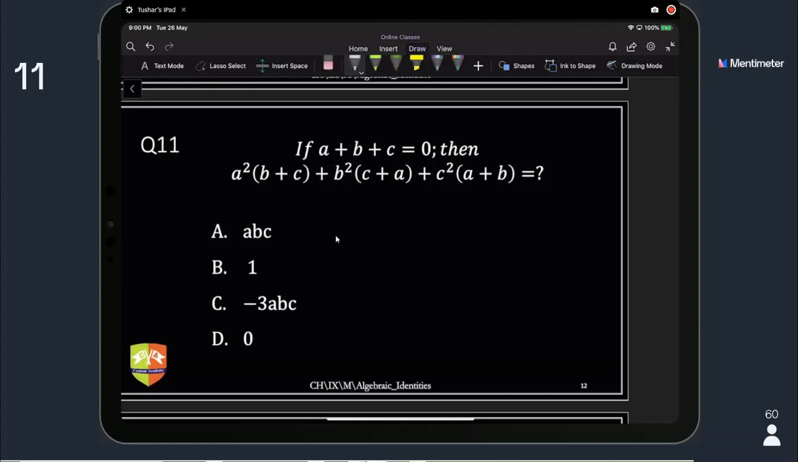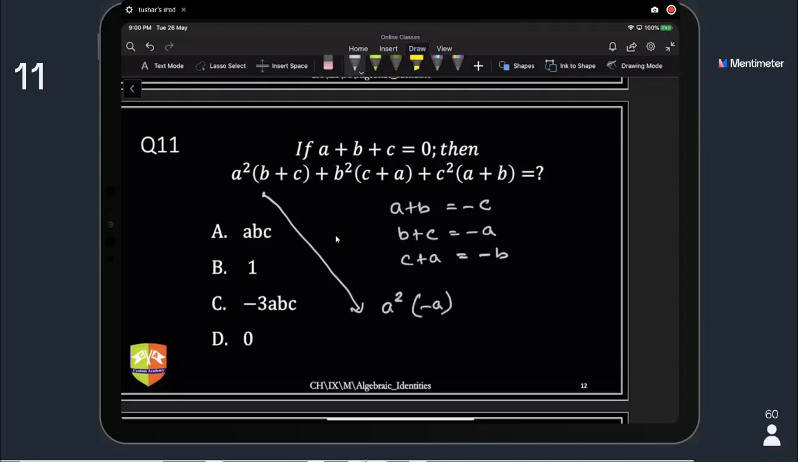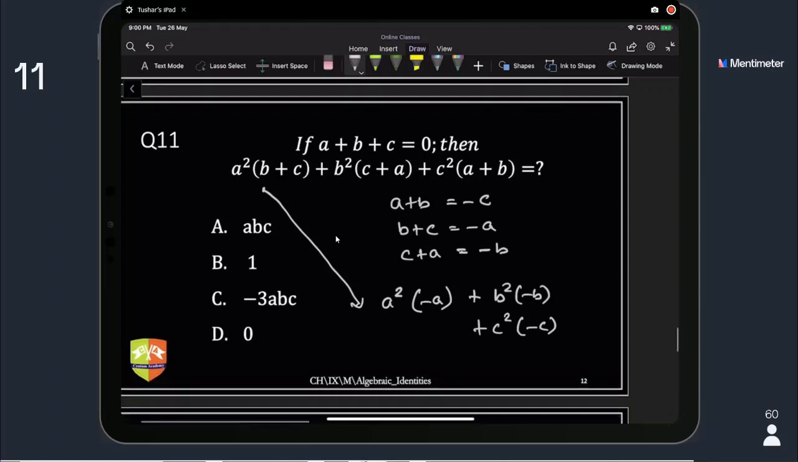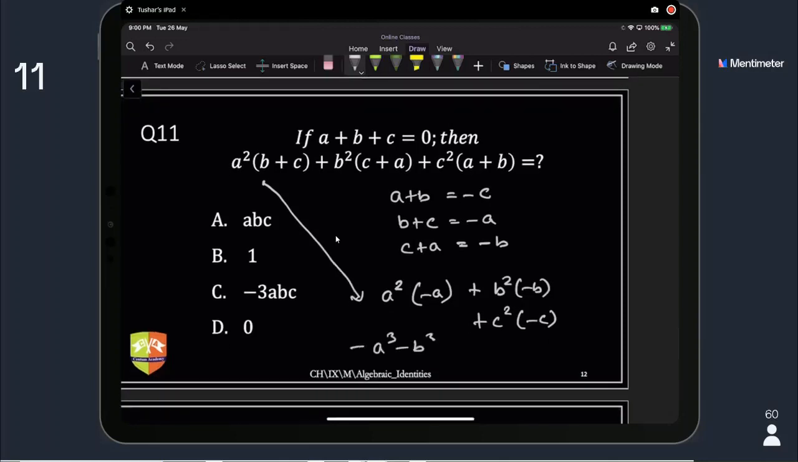So, a plus b plus c is 0. That means a plus b is minus c, b plus c is minus a, and c plus a is minus b. And game over. So this term is a square times minus a, and then plus b square times minus b plus c square times minus c. So this is minus a cube minus b cube minus c cube. That means this is minus (a cube plus b cube plus c cube). And we know that if a plus b plus c is 0, then a cube plus b cube plus c cube is thrice abc. So hence minus 3abc was the answer.